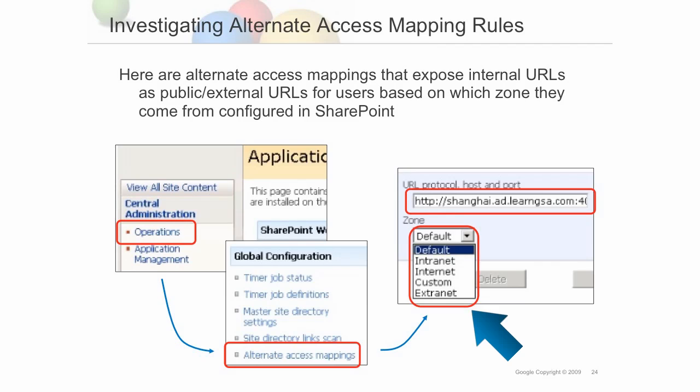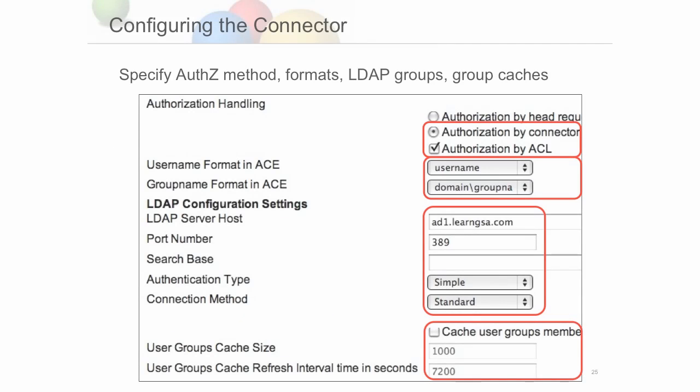Each security zone may have its own URL, so users coming from the internet, for example, can view different links than, say, intranet users. To configure the rest of the connector, specify the following: authorization by connector as discussed earlier, and if using ACLs instead of connector Authz, also specify authorization by ACLs, user and group name formats if you have multiple LDAP domains or are using both LDAP and local SharePoint groups, which is likely, LDAP group lookups, and user and group cache sizes and refresh rates for optimal performance with your backend servers.